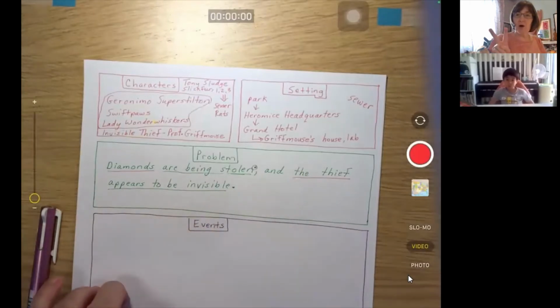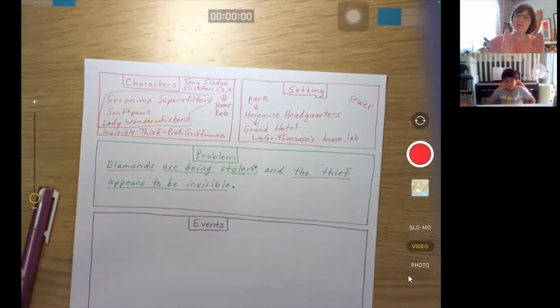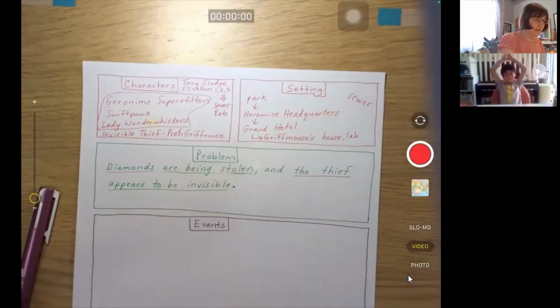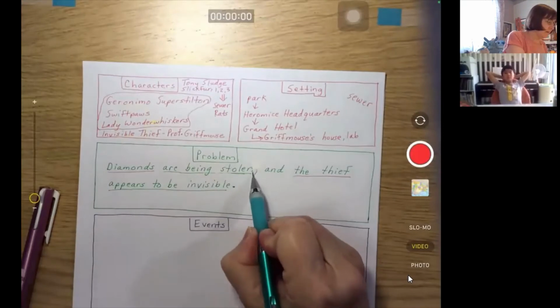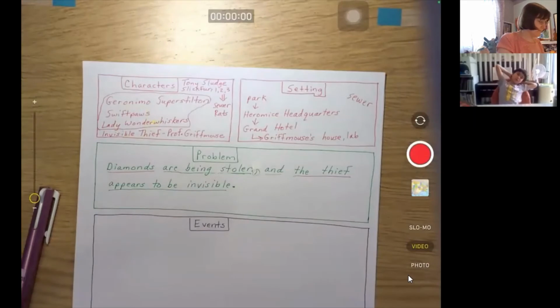So there was kind of two problems. One is diamonds were being stolen, but also it's not easy to catch a thief if you don't know who it is and you can't see him on the video from the security camera. So I wanted to combine those two sentences into one compound sentence. So what I did, let me just get rid of my period here, is instead of a period, I turned this into a comma and the word and.